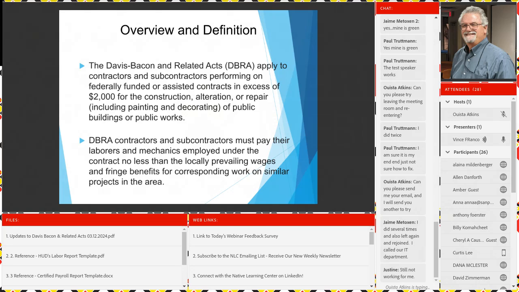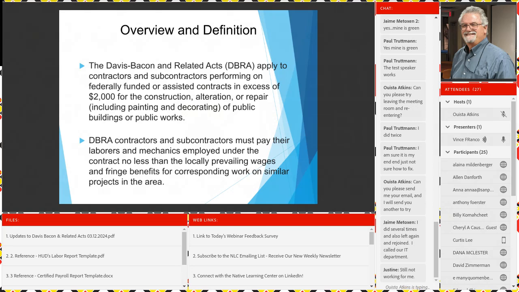It's very easy to meet that $2,000 for construction or alterations or repairs, as it says there, using federal funds, including the Indian Housing Block Grant, IHBG, and most other federal funding that's used in any way, shape, or form for construction or alteration related projects. DBRA contractors, your general contractor, for example, and his or her subs, must pay their laborers and mechanics. And if they're using apprentices, those would fall into that as well. Some contractors have apprentices that they use on the job, so you'd have to put them in the mix.